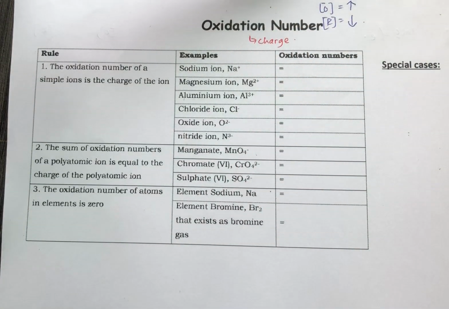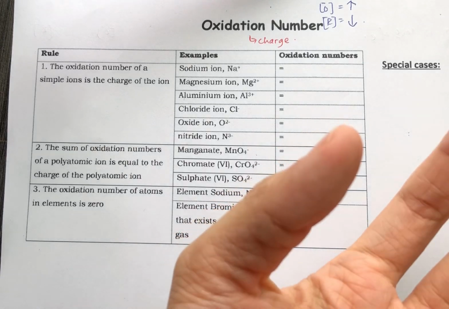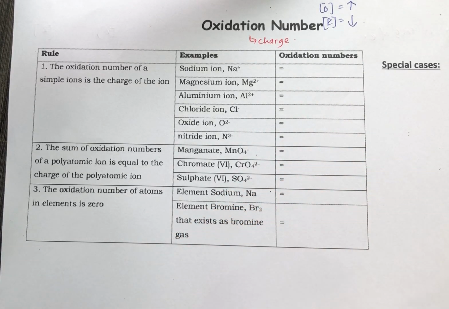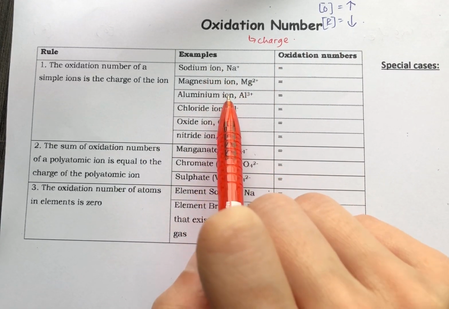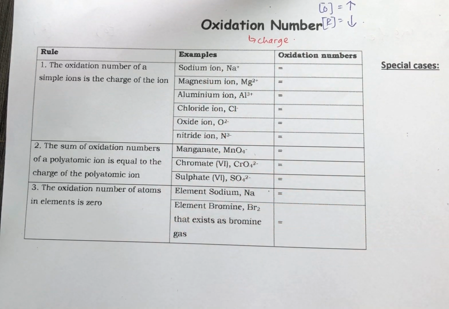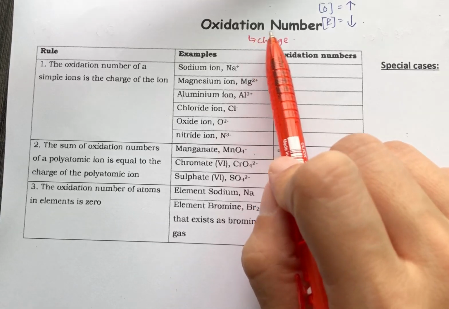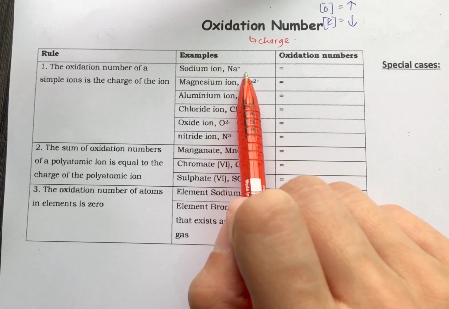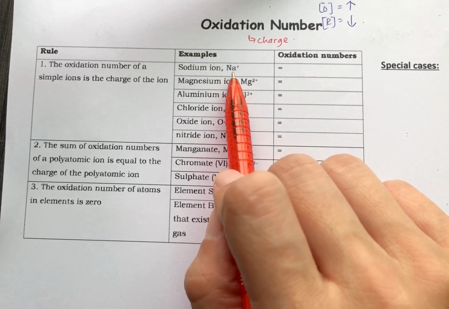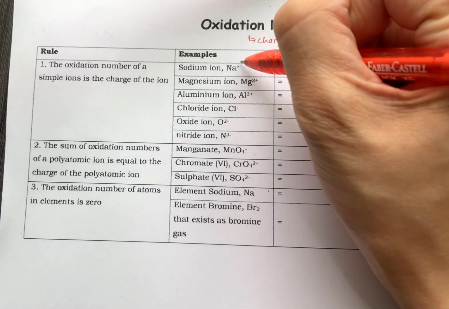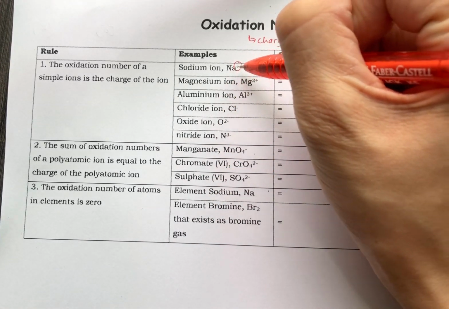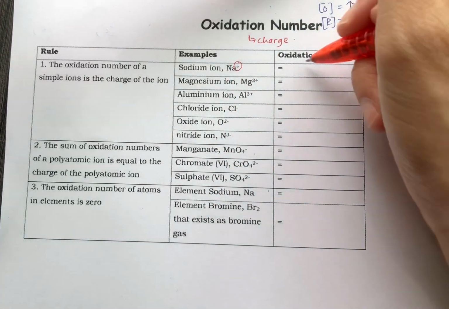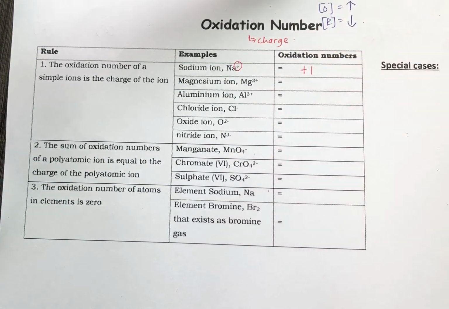What's the meaning of charge? You remember the formation of ions we learned in Form 4, right? For example, a sodium atom donates an electron and becomes Na+. So when I have an ion, usually it has a charge. If I ask you the oxidation number of sodium ion, very simple, because sodium ion has the formula Na+. So the charge here, plus, means the oxidation number is +1.